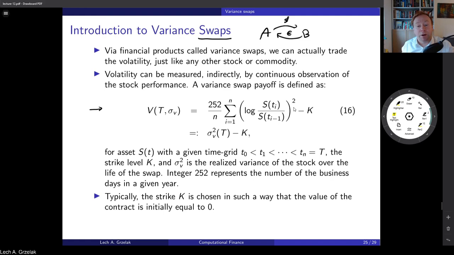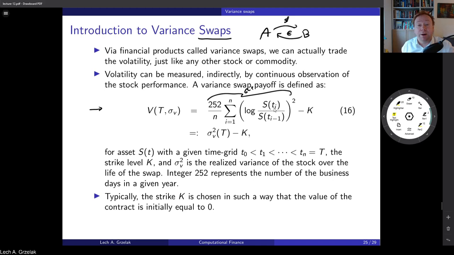This whole term we denote as sigma squared, and this is what we have here by definition. So now we have an exchange of a part which corresponds to a variance, and we have a strike, which is a constant. The question you may ask is, why such a strange, complicated formulation for a payoff? Why has somebody chosen this particular summation of logarithms of S_ti divided by S_ti minus one? It doesn't make too much sense at this point.